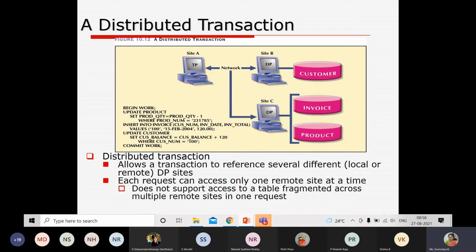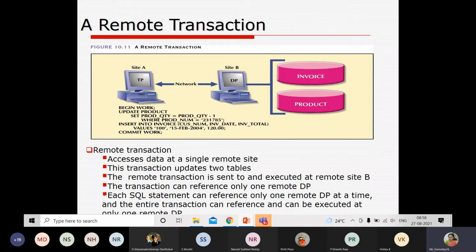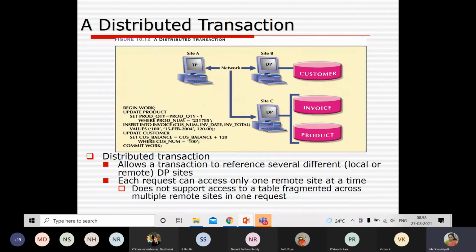And it says, I want to execute this transaction. The transaction processing unit has made the transaction saying that product needs to be updated, customer needs to be updated, and invoice needs to have some more entries into it. Now that transaction request, previously it was sent to only one site, site B, because we had only one site. But now this particular transaction involves three different tables which belong to three different databases.